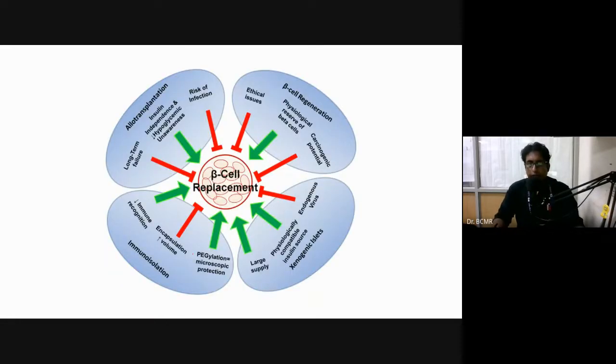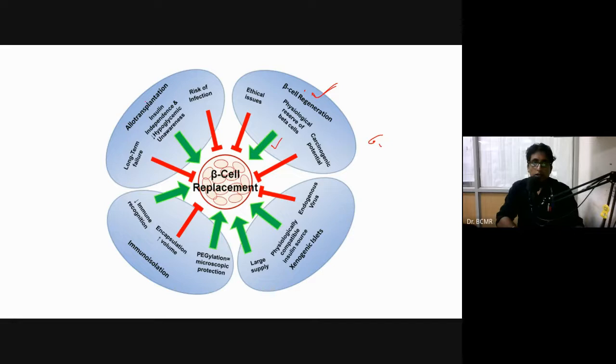So the solution is beta cell replacement. That's the concept I was speaking about a few slides ago, the one before the last slide. One option is to try to regenerate these beta cells. If we can somehow use stem cells and trigger them to develop, then probably they would be able to solve the issues. But then we have a lot of problems with that also.